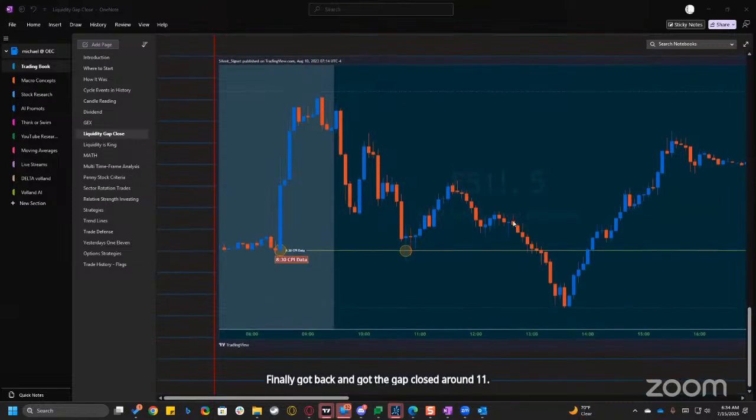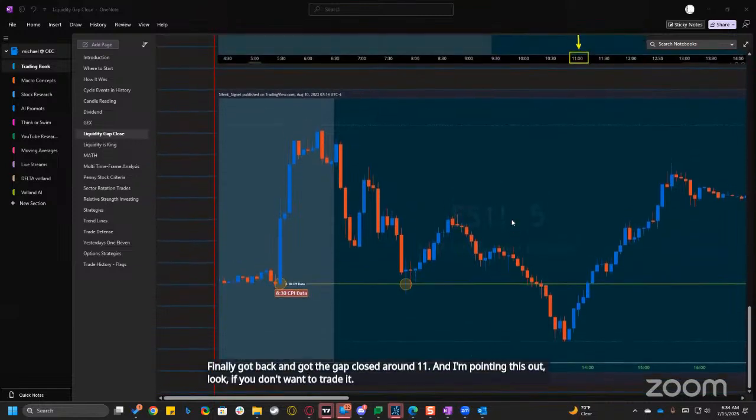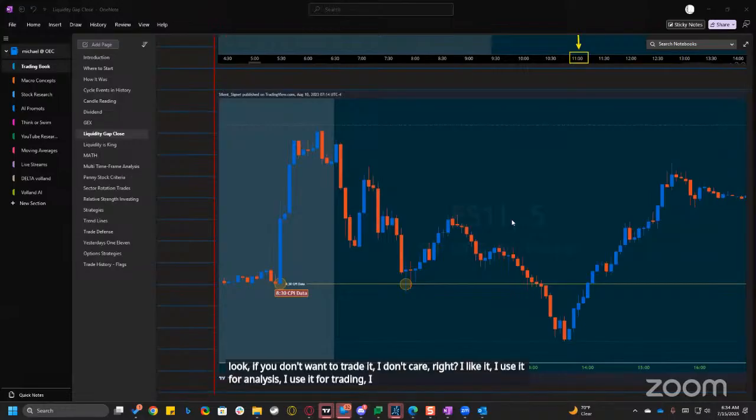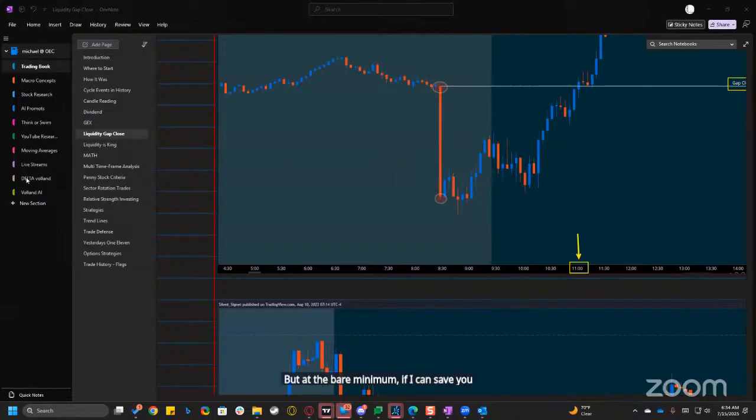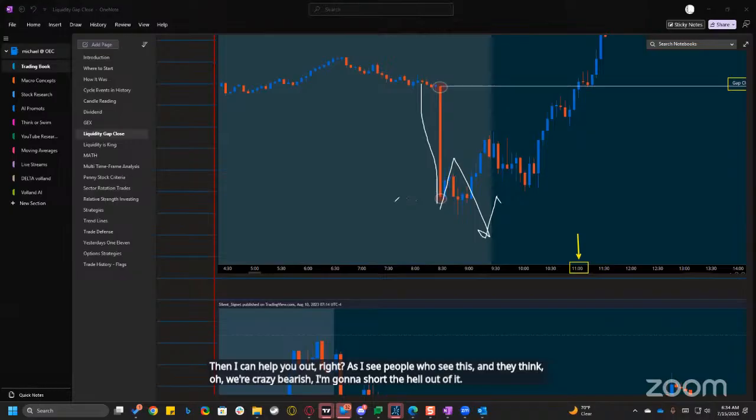And I'm pointing this out. Look, if you don't want to trade it, I don't care, right? I like it. I use it for analysis. I use it for trading. I use it for all sorts of stuff. But at the bare minimum, if I can save you from going the wrong way, then I can help you out, right? As I see people who see this and they think, oh, we're crazy bearish, I'm going to short the hell out of it. Yeah, how'd that work out, right? That didn't work.